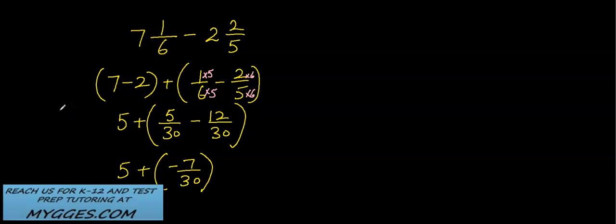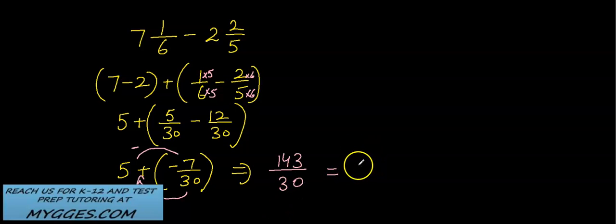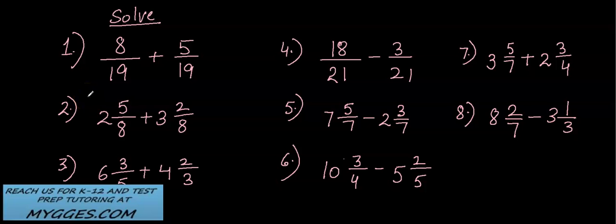Now in this one, as you can see, our fractional part is negative. So to make it positive, what we do, we again convert that into an improper fraction. So we do 30 times 5, which is 150, and minus 7, and that would be equal to 143/30. So we can write this in a mixed form. That would be equal to 4 and 23/30.